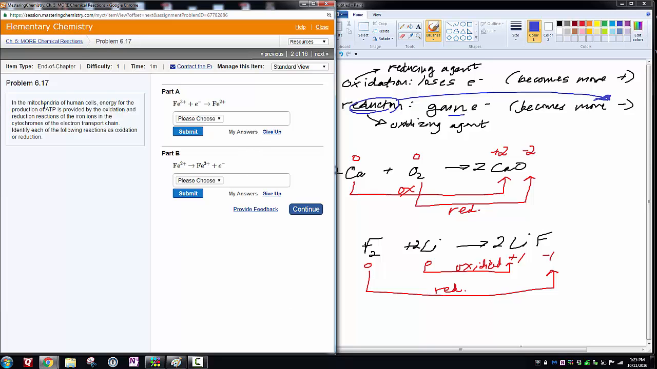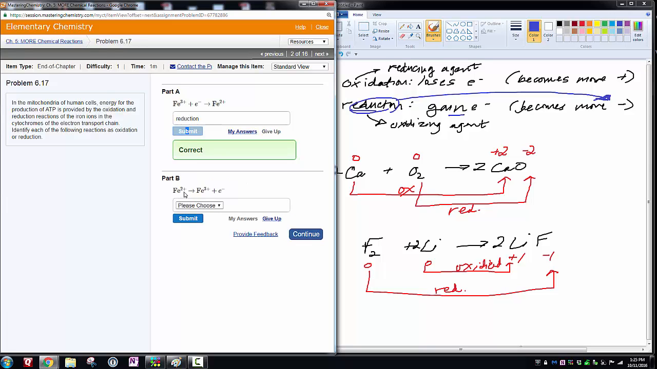In the mitochondria of human cells, we've got these reactions for the electron transport chain. Iron is going from iron 3+ to iron 2+, and in the process it has to pick up an electron, right? That's what makes its charge go down. So that would be reduction: I am gaining electrons, my charge goes down. Here, you could see I'm losing electrons, therefore I become more positive. That's oxidation.